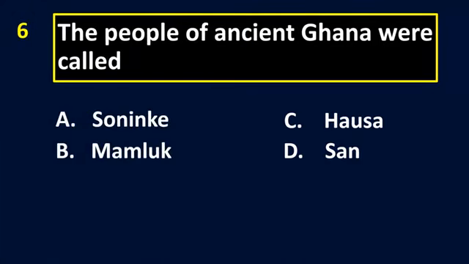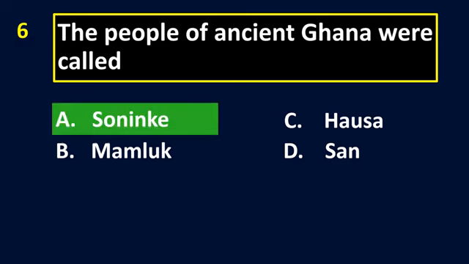6. The people of ancient Ghana were called A. Soninke, B. Mamluk, C. Hausa, D. San. The answer is A. Soninke.